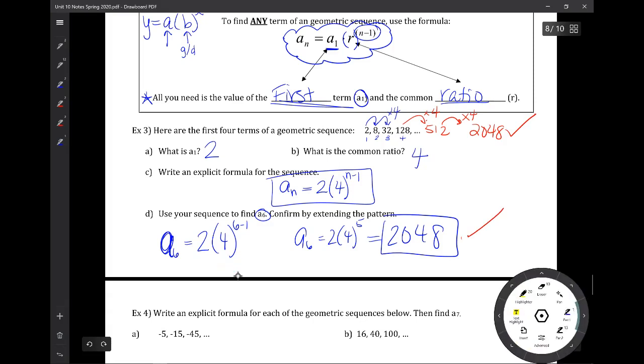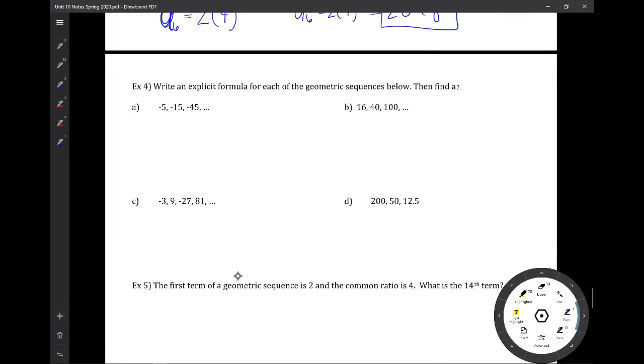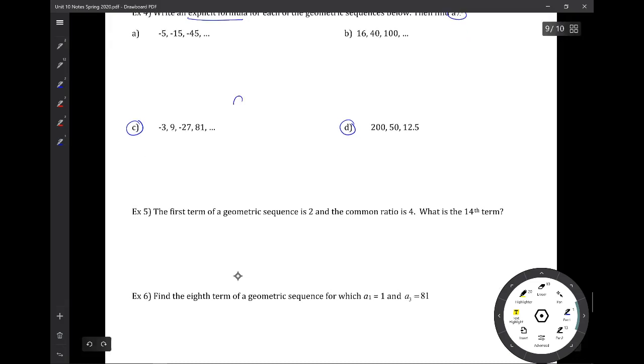All right, let's try a few on the next page. Now, I'm not going to do every single one. I'm going to select the ones that are the more difficult examples than the easier ones. So feel free to try A and B on your own. It says write the explicit formula and then use it to find the 7th term. So remember, our formula looks like this.